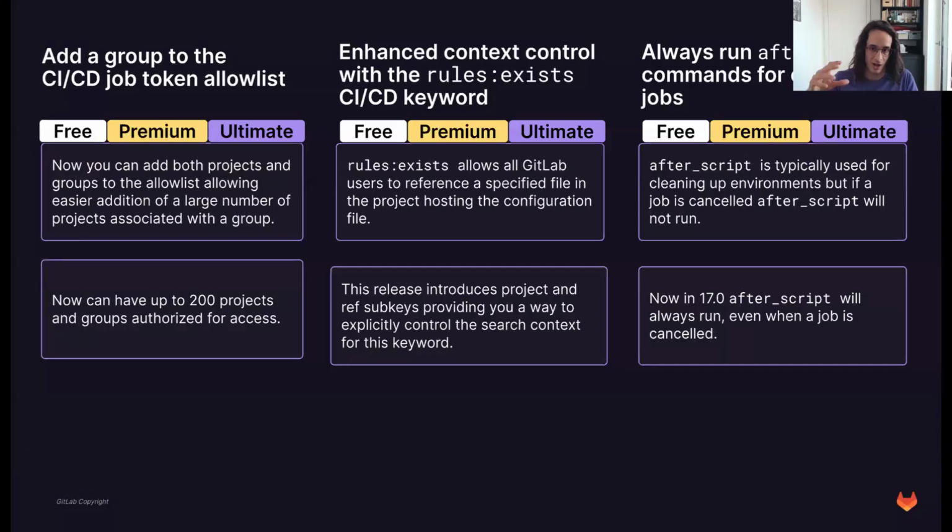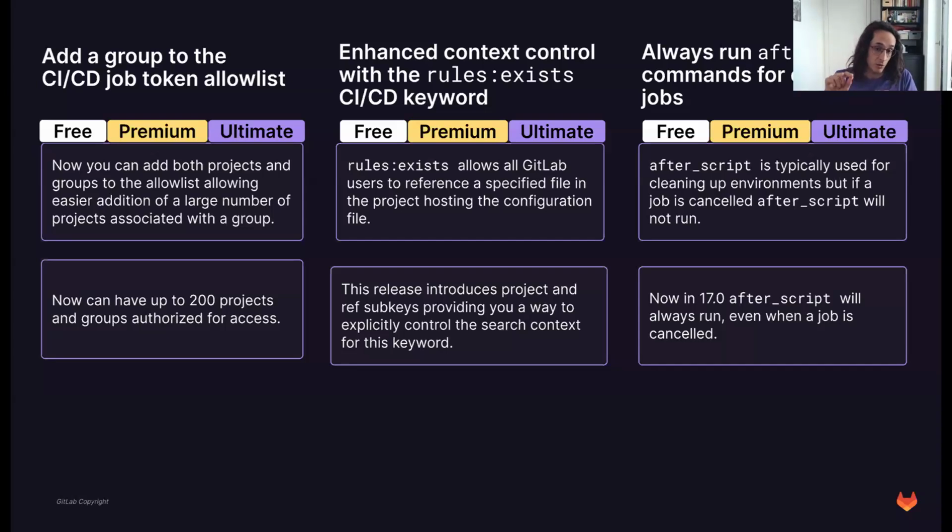Many programming languages have a different construct; I think in .NET it's called finally, that's what you use. So after_script to me was always like that finally keyword. Now, up until this time, it wasn't. If your script got canceled, something went wrong, something crashed, then the after_script hadn't run either. This time, from now on, with GitLab 17.0, after_script will always run, even when a job is canceled.